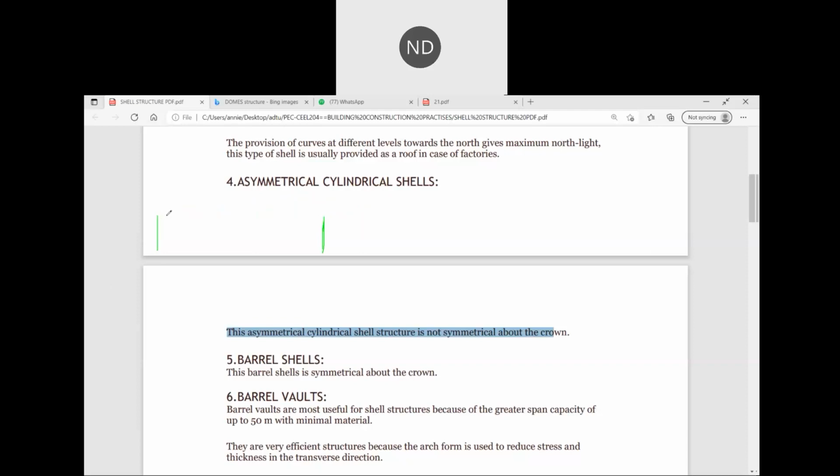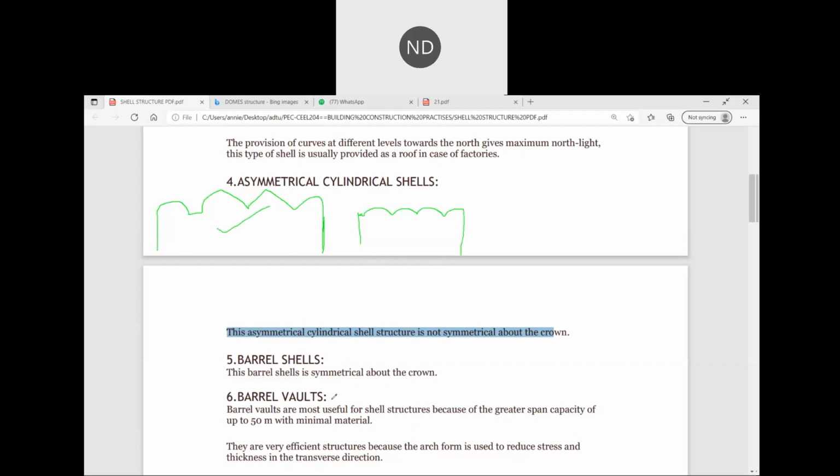So this structure can be like this, it can be like these. So it is not symmetrical. If it had been symmetrical, those symmetrical shell structures would be like this, of the same dimension, semicircular curves, or completely cylindrical also it can be. So these are your asymmetrical cylindrical shells.